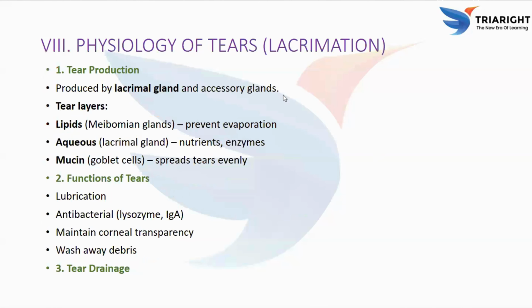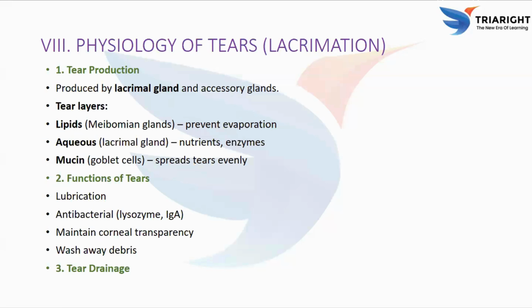Next, physiology of the tears, also called lacrimation. Tears are essential for protecting, nourishing and also maintaining the health of the eye surface. So how are tears produced? Where are tears produced first? Tears are produced by the lacrimal gland, which is the main source, and also some accessory glands called glands of Krause or Wolfring. Together they form the tear film that coats the cornea.